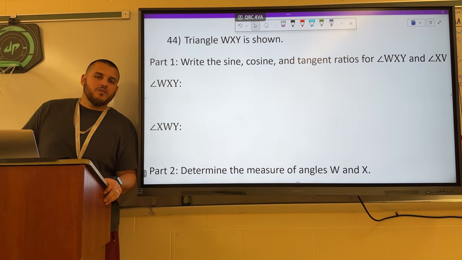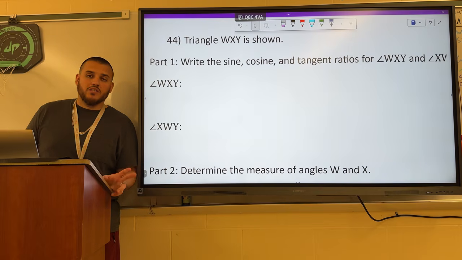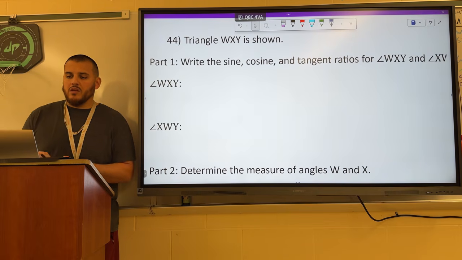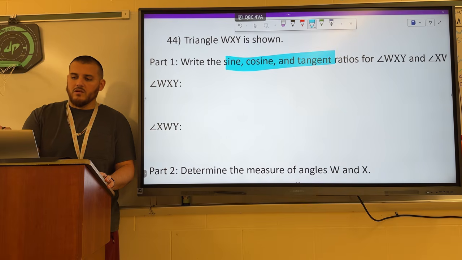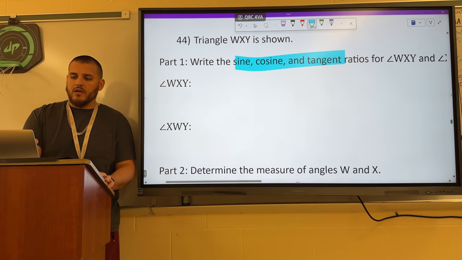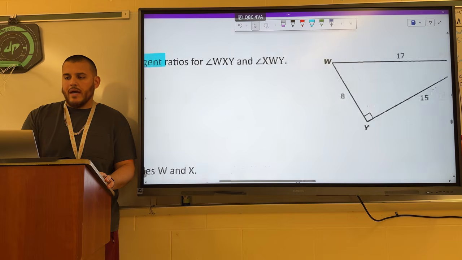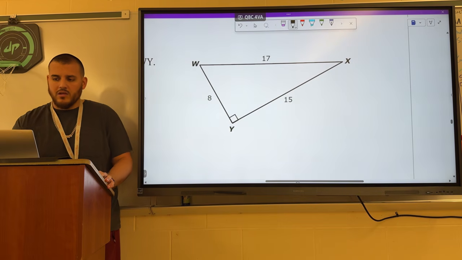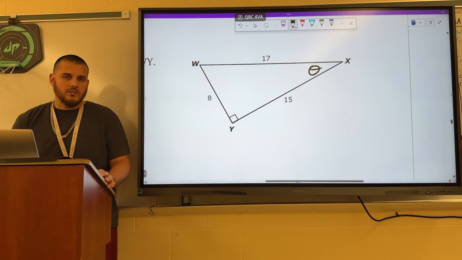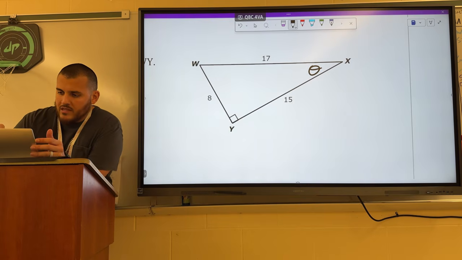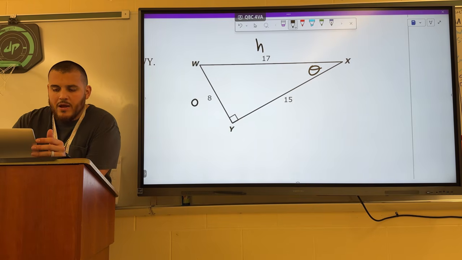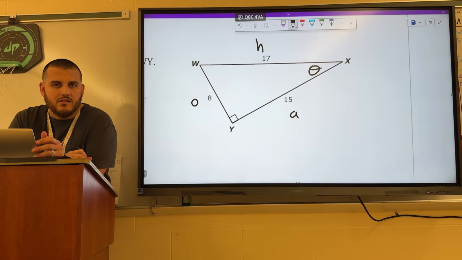At example 44, we're writing some more trig ratios, and then we're actually going to be solving for measurements using trigonometry. So we're asked to write the sine, cosine, and tangent of 2 angles, starting with angle WXY. So WXY in our triangle here would be this angle here at X. So I label my sides. That's my hypotenuse. This will be my opposite side. This will be my adjacent side.